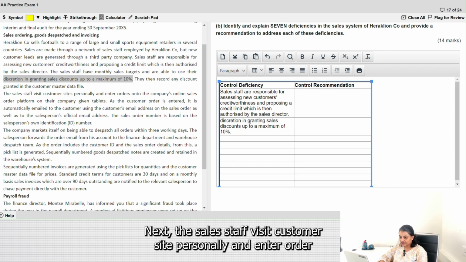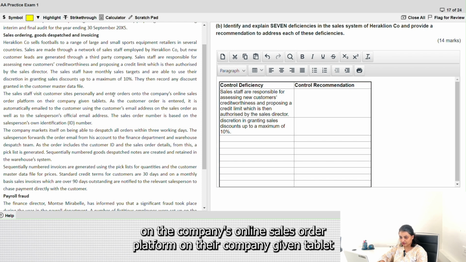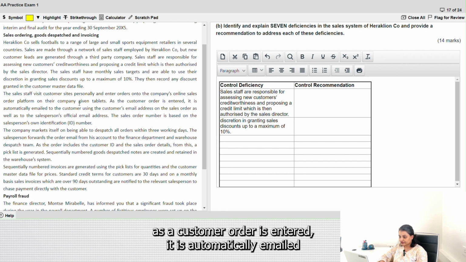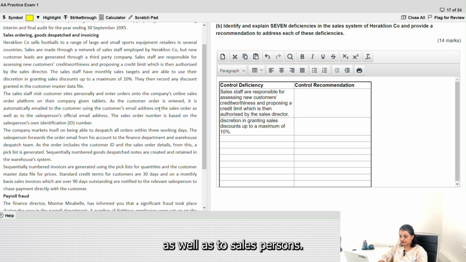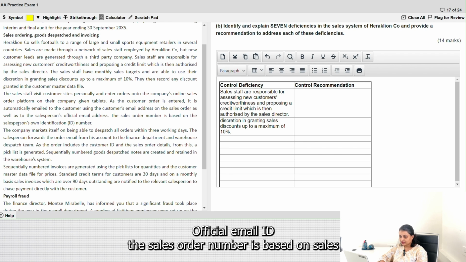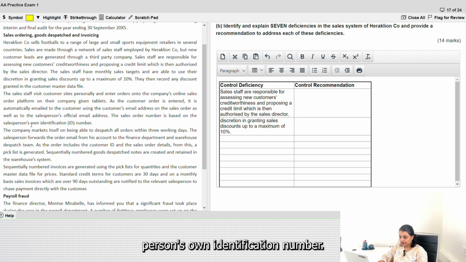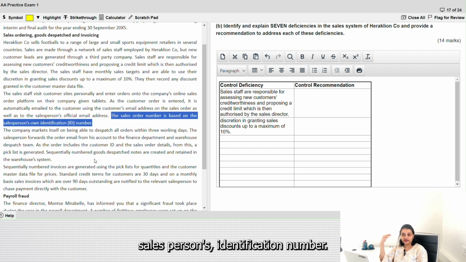Next. The sales staff visit the customer site personally and enter the order onto the company's online sales order platform on their company-given tablet. As the customer order is entered, it is automatically emailed to the customer using the customer's email address on the sales order, as well as to the salesperson's official email ID. The sales order number is based on the salesperson's own identification number. Now this is incorrect. The sales order cannot be based on the salesperson's identification number. It has to be sequentially numbered.